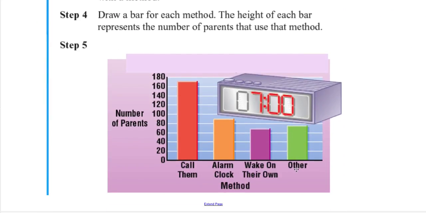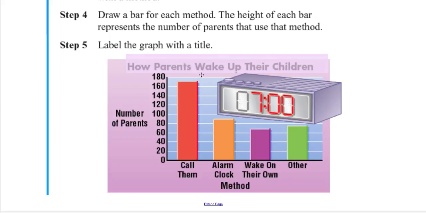Okay, and lastly, this bar graph would not be complete if you don't write a title, and the title is how parents wake up their children. And that's how you create the bar graph in 5 easy steps.